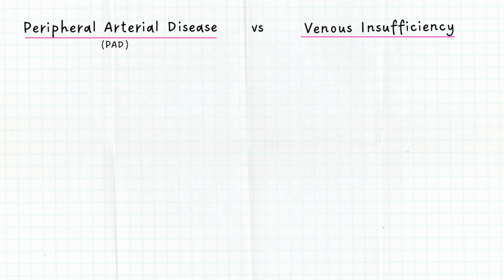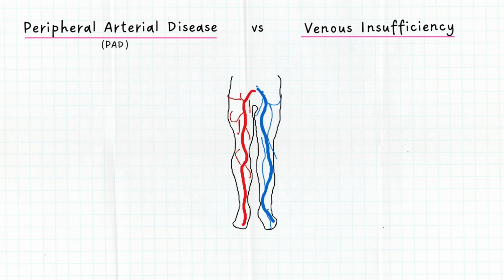PAD and venous insufficiency mostly affect the lower legs, and as the name suggests, PAD affects the arteries while venous insufficiency affects the veins in the lower legs, and is also referred to as chronic venous insufficiency or venous stasis.